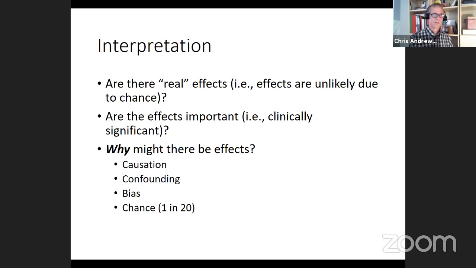Sometimes effects show up due to confounding, kind of a third variable that's associated with both the variables of interest. Often there's bias in a study, either how the data are collected or how the analysis was performed, that needs to be considered and ruled out.